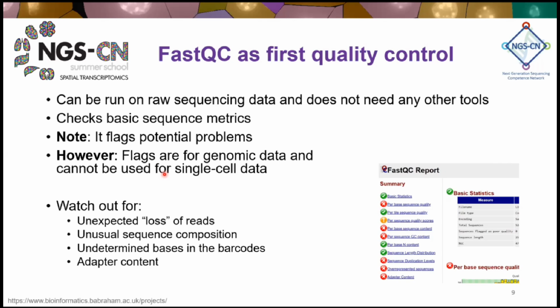You should also check for unusual sequence composition, and I've shown you how a typical 10x construct looks. Also, you want to look out for undetermined bases, and this means bases that are not called. So typically, this will be N's, and this is problematic. So, for example, if you have an N in a cell barcode, well, then you cannot use the cell barcode, and it's also not good. And finally, also always look for adapter content.